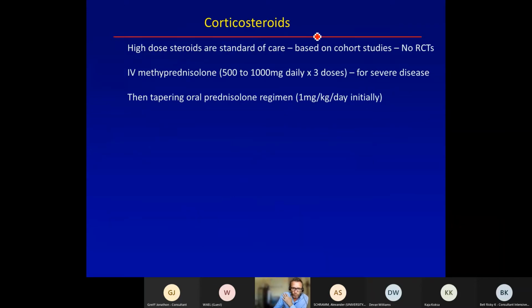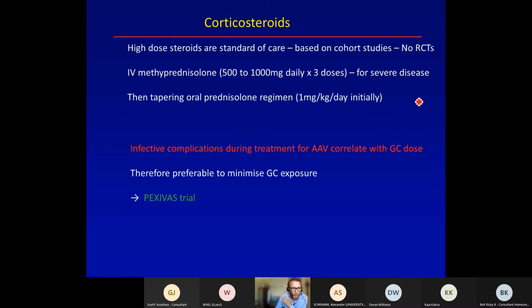Corticosteroids are an integral part of the treatment. High-dose steroids are standard of care, but there is no RCT evidence to support that use. It's all anecdotal or cohort studies. For severe disease, so acute kidney injury or lung disease, we would give methylprednisolone, either 500 to 1,000 milligrams daily for 3 doses, and then we would give oral steroids starting at 1 milligram per kilogram per day.